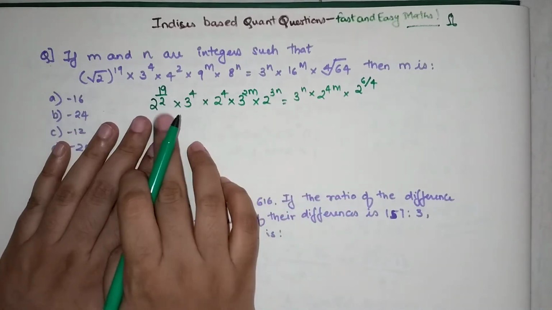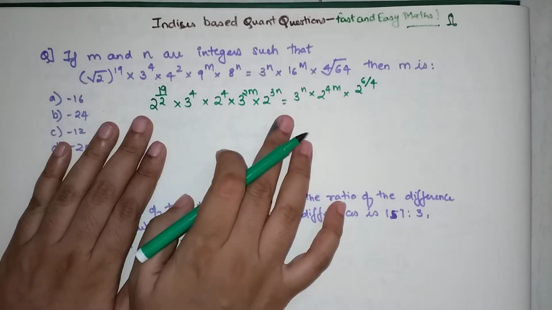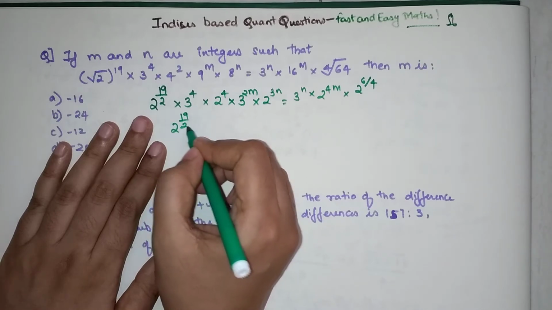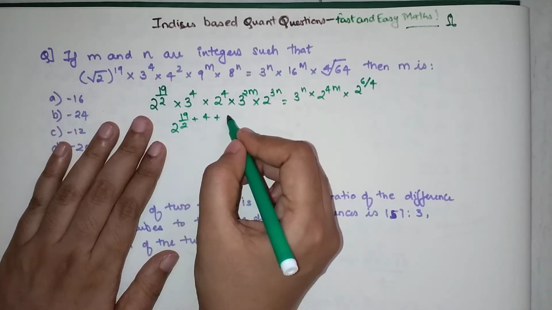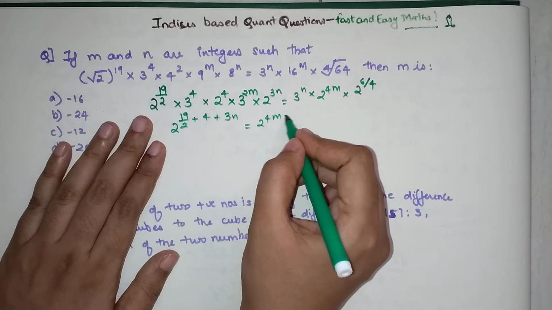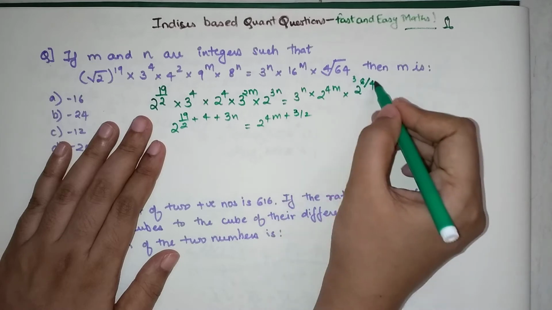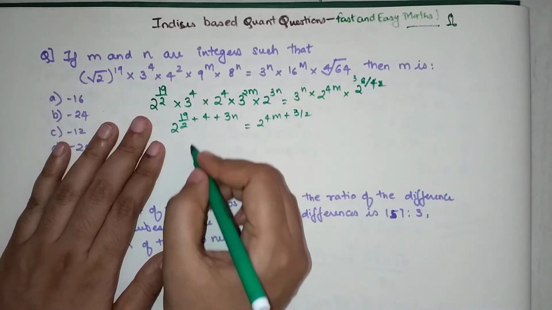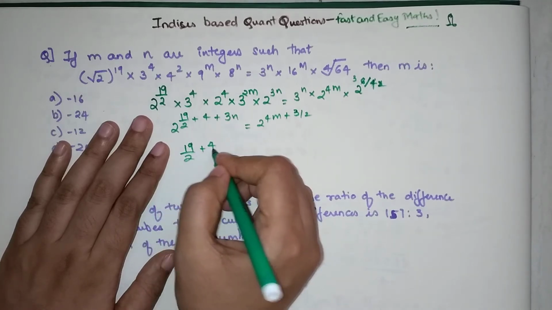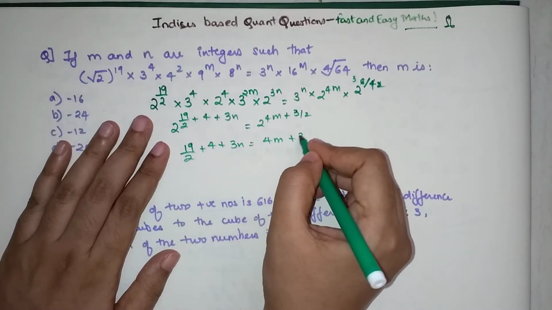Now what you do is, since all the bases of 2 are the same, you can directly add the indices. So 2 raised to 19 upon 2 plus 4 plus 3n is equal to 2 raised to 4m plus, can I write this as nothing but 3 upon 2? Right, this can be further reduced to 3 upon 2. Okay. So now since the bases are the same, I can directly write this as 19 upon 2 plus 4 plus 3n is equal to 4m plus 3 upon 2.